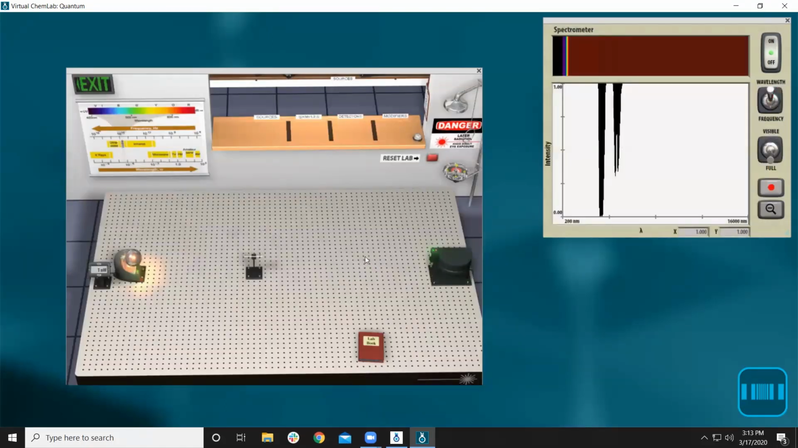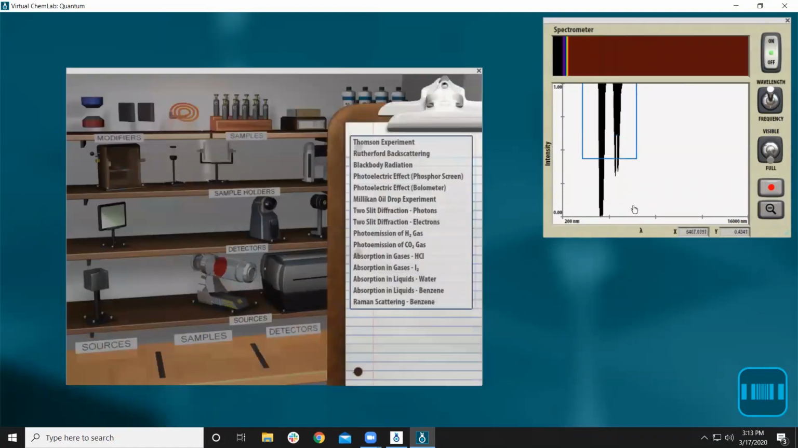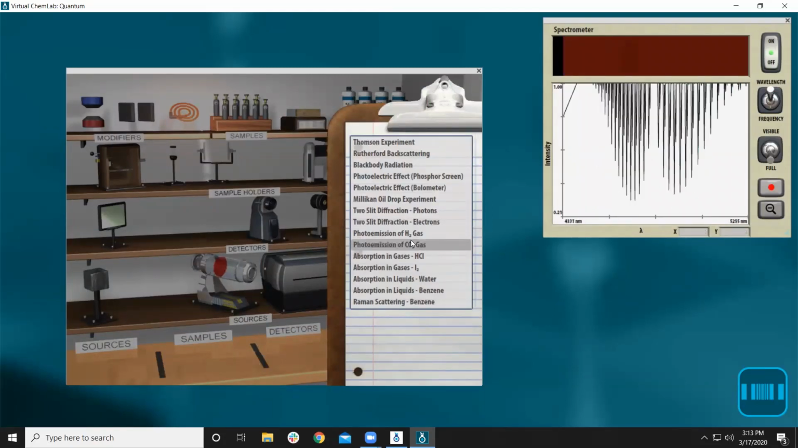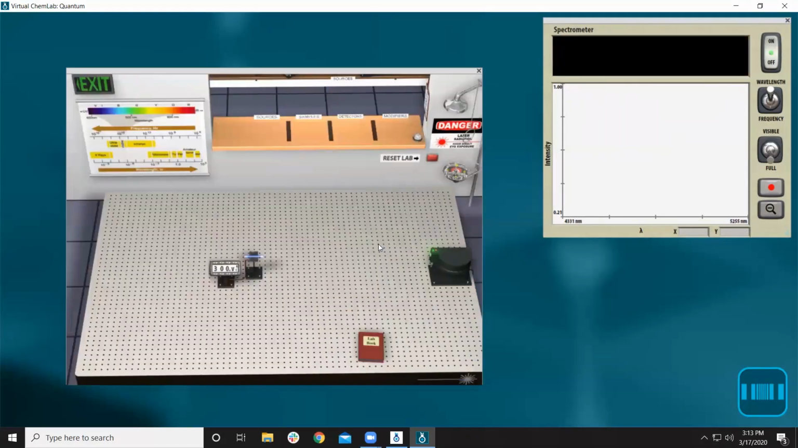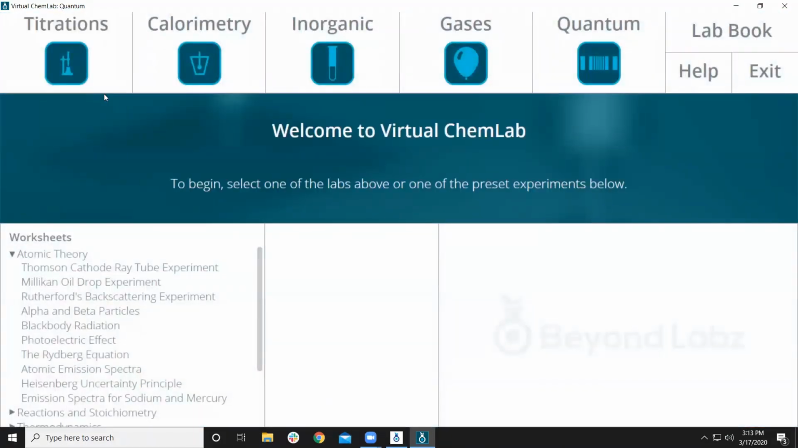Absorption of HCl, maybe that's not a freshman chemistry thing, but we have all of these different experiments. You can zoom in, see these, and see the spectra and talk about it, or you can do photo emission of CO2, for example. And the visible spectrum here. So all of these kinds of things that you could do in quantum. So I showed you a lot in one of these labs.